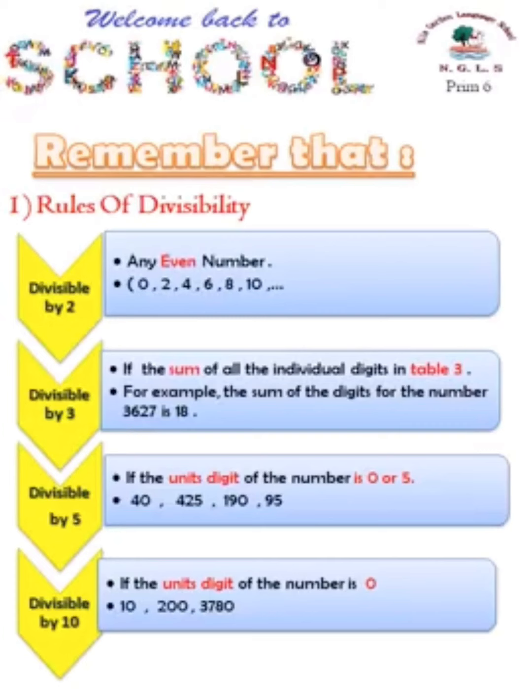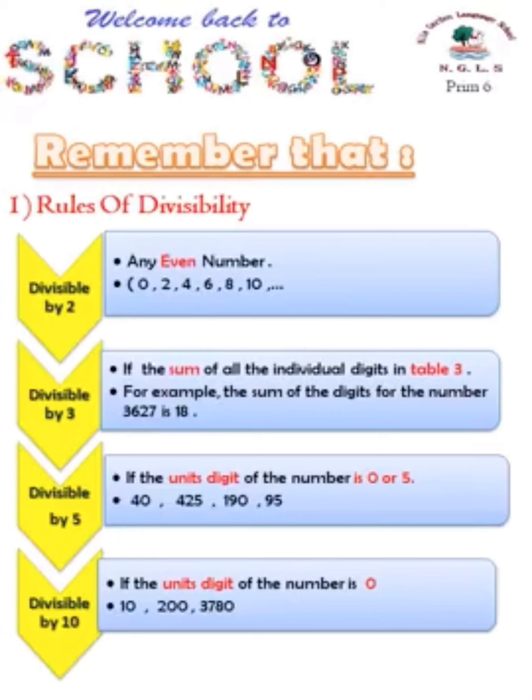What is the even number? Even numbers are 0, 2, 4, 6, 8, 10, 12, and so on. Any number whose unit digit is 0, 2, 4, 6, or 8 is an even number. All of these numbers are divisible by 2, and I can divide them by 2.